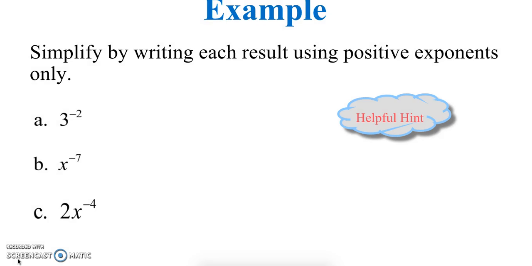For example, here we have a 3 to a negative 2. We can't have the negative 2. So all I do is flip it and make it a fraction. So it's 1 over 3 to the second power. And now I have a positive exponent, and I can work with that in the future, which means I can simplify and make it 1 over 9.